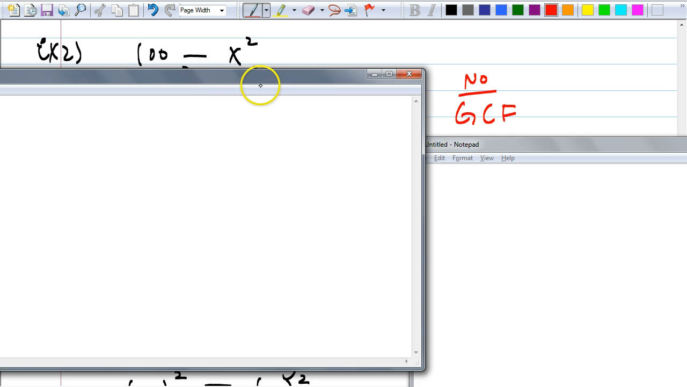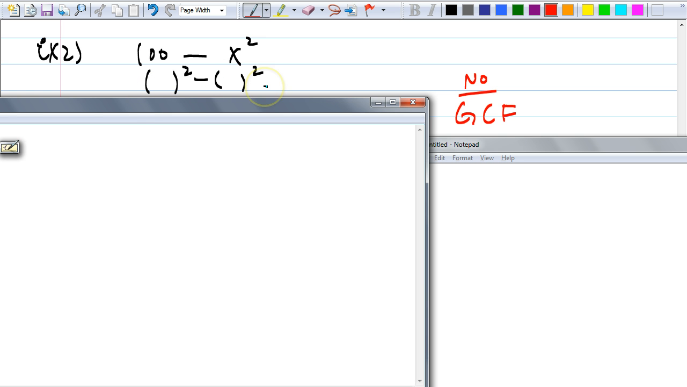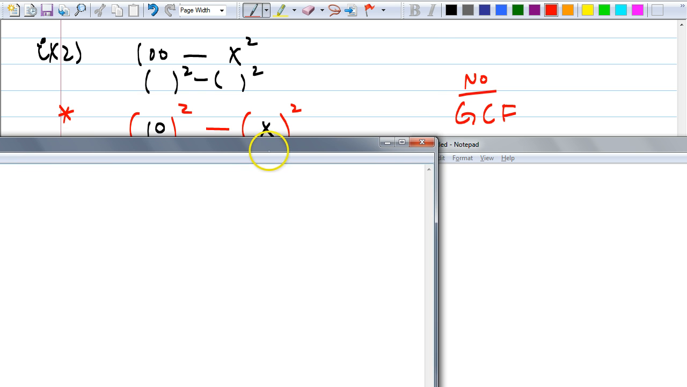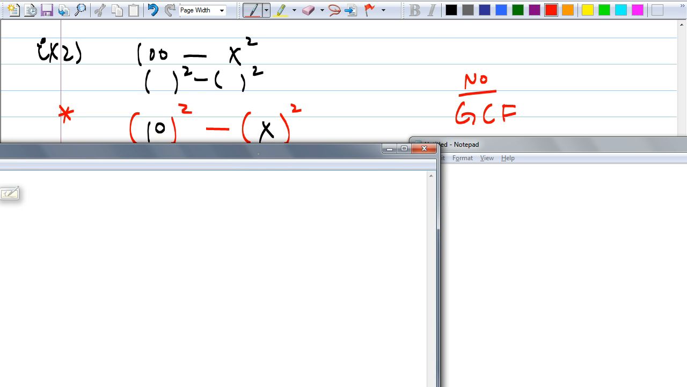Is this difference of square? In other words, would it fit this pattern? Something square minus something else square. Does it fit this pattern? Michael, does it? What's my A? My A is 10. You're right. Then I write 10 squared, right? My A is 10. What's my B, Michael? X. X is my B. Well, yeah, so you square B, so it's x squared. That's exactly right. So Michael, I know that this is 10 squared minus x squared.